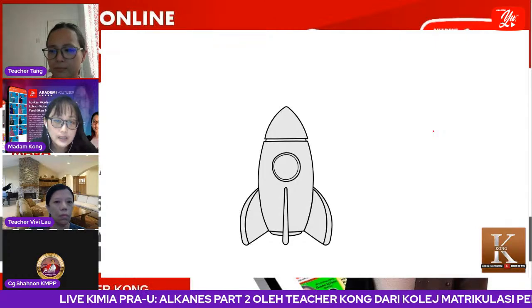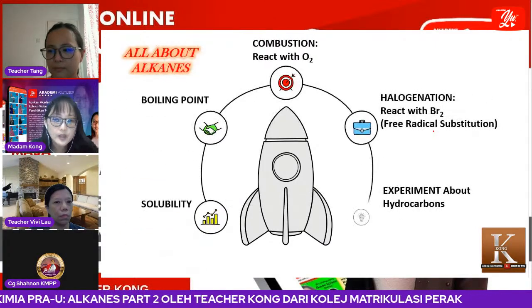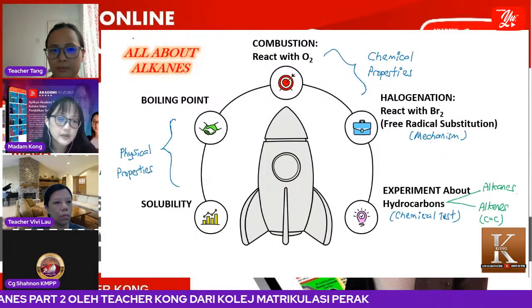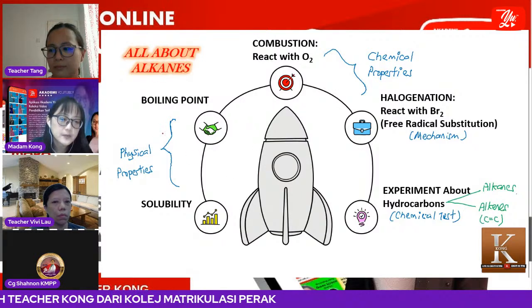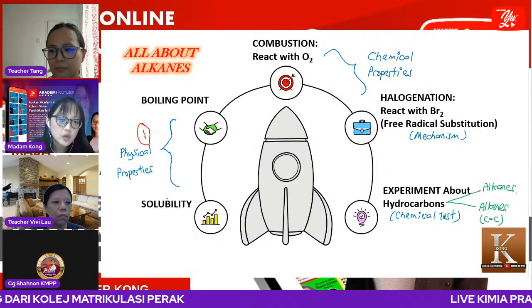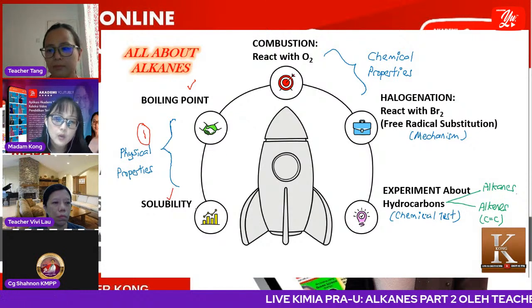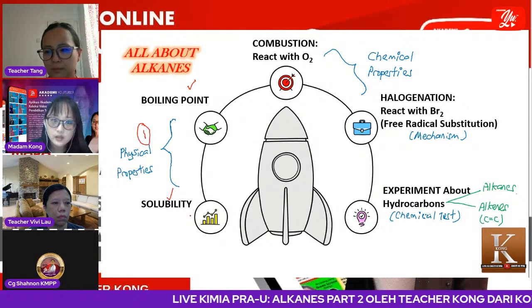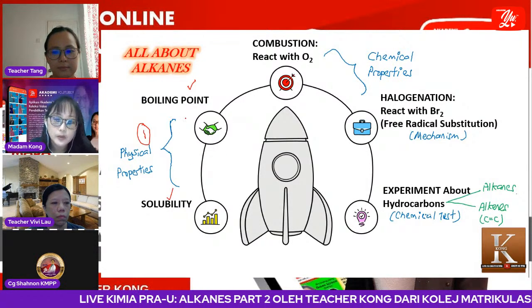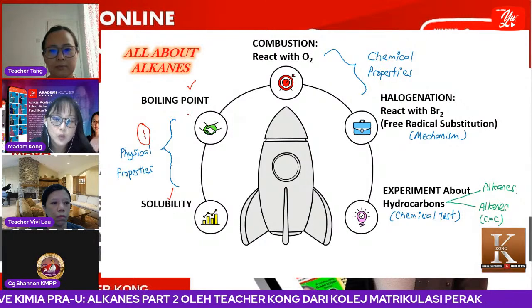Today's lesson includes five parts. The first part is about the physical properties. We are talking about the solubility and the boiling point of alkane, and whether it dissolves in water, yes or no. How about the boiling point? We have to explain in terms of what.